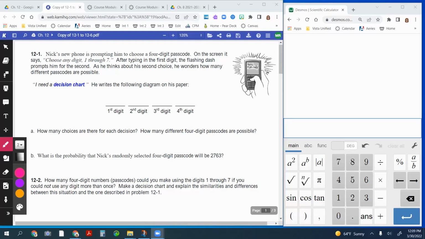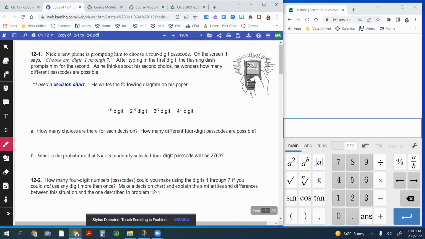So this is, we're going to go to 2. This is the 12.1 to 12.6 worksheet that we were doing on Friday before break for anyone who wasn't there. So for this, it says Nick's new phone is prompting him to choose a 4-digit code. On the screen, it says choose any digit 1 through 7. After typing the first digit, the flashing dash prompts him for a second. As he thinks about his second choice, he wonders how many different passcodes are possible.